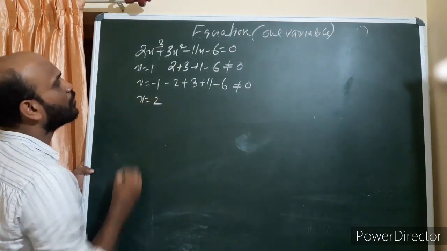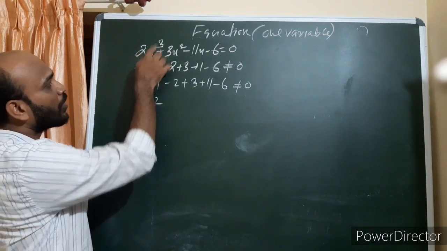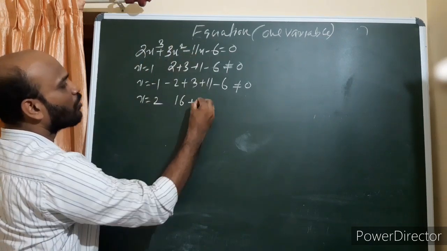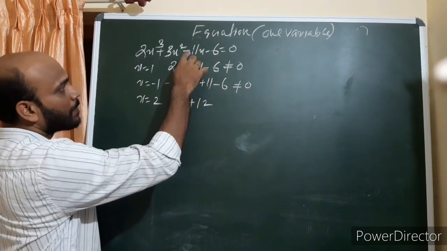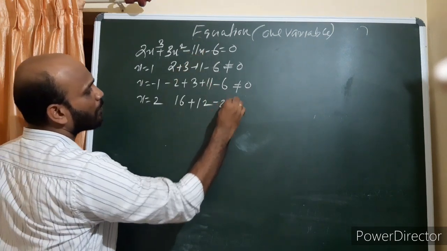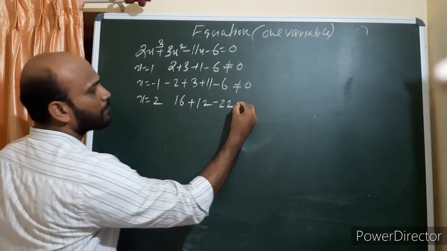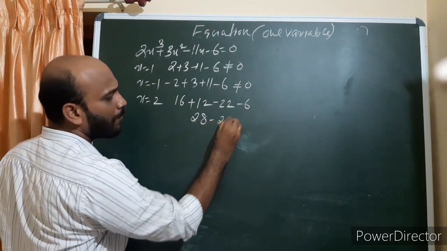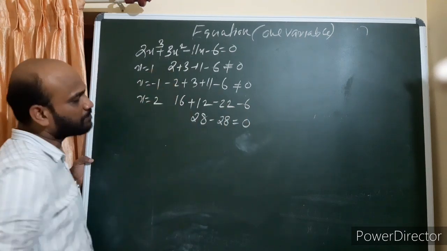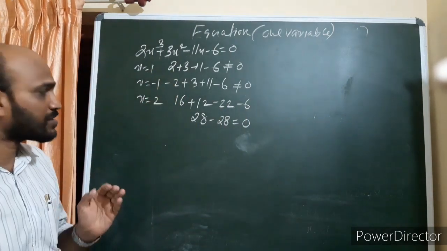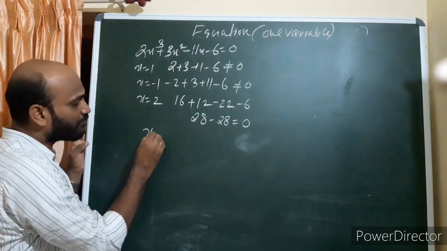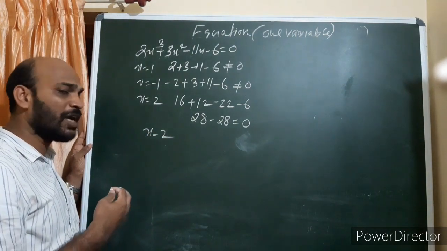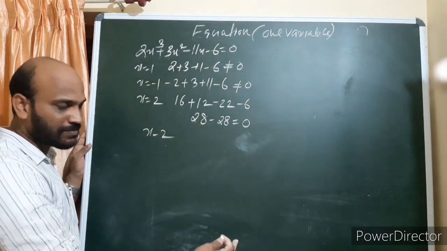When x equal to 2, we'll get 2 into 8, that is 16, plus 3 into 4, 12, minus 11 into 2, minus 22, minus 6. This is 28 minus 28 equal to 0. That means x equal to 2 is one root. So one factor is x minus 2. Now, if you want, you can go for the long division method.